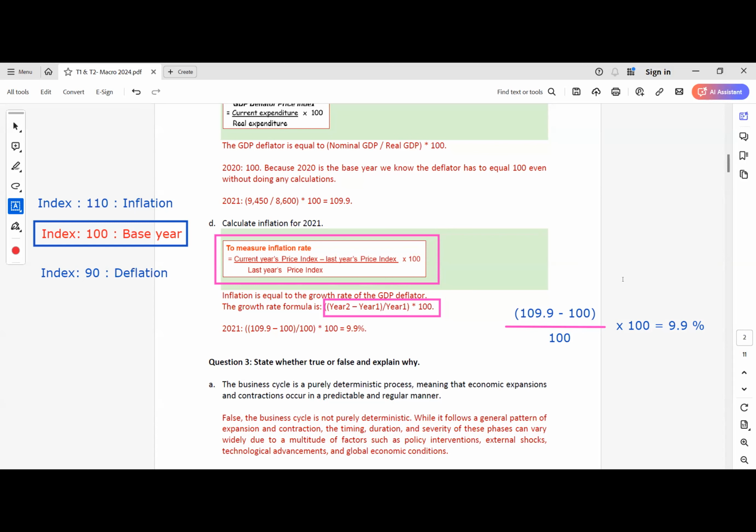Midterm questions are like this. You will have nominal GDP calculations, real GDP calculations, GDP deflator index, and you need to know how to calculate the inflation rate itself. So that's the simple calculations that you will come across for today's class.